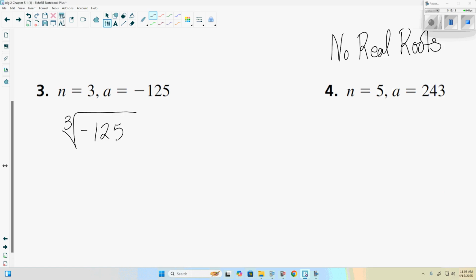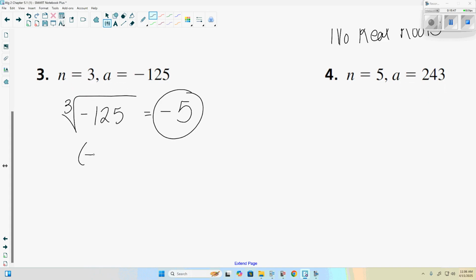So what is our index? What is the number we're taking this of? 3. So the index is odd. We're taking an odd root. Well, if the number inside an odd root is a negative number, we should get what? 1 real root. So the third root of negative 125 is actually negative 5. Now, we can see that here, because what we're saying is we're multiplying negative 5 by itself 3 times to get negative 125.